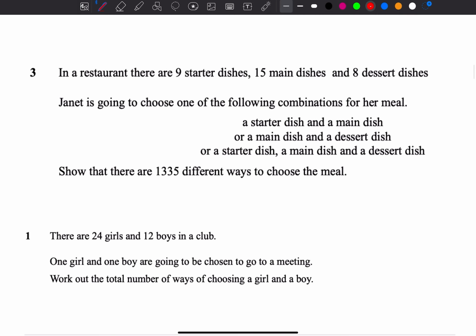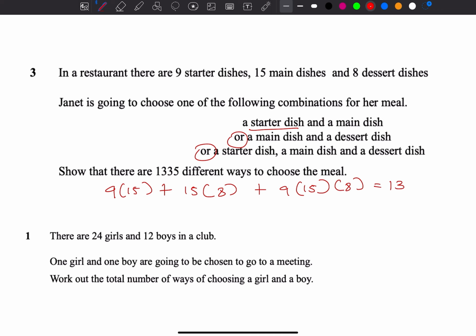Right, counting strategies basically. 9 starters, 15. Okay, so you want to see how many starter dishes. How many starters do you have? 9 times main. How many mains? We can have 15. Or means plus. We can have a main and dessert. Main is 15. Dessert is 8. Or means plus again. You can have a starter 9. You can have a main 15. Oh, sorry, and a dessert. A dessert is 8. Put that through a calculator. 1, 3, 3, 5. That's what it will give you.